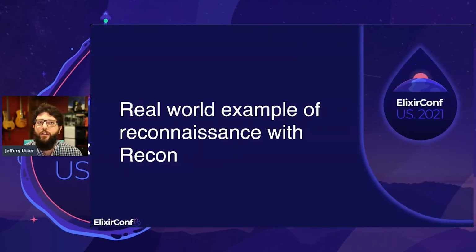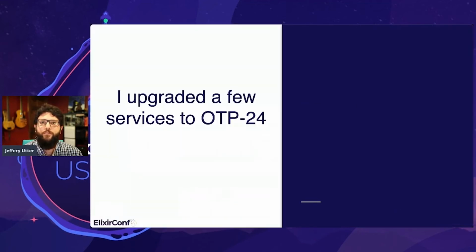Okay, let's look at a real world example of doing some reconnaissance with Recon. For this, we need a little bit of a story. Recently, by now it's probably 6 or so months ago, I upgraded a few services to OTP 24, expecting to get some nice gains from the JIT, right? Not that the work we're doing on these services is particularly computationally intensive, but it's nice to have.